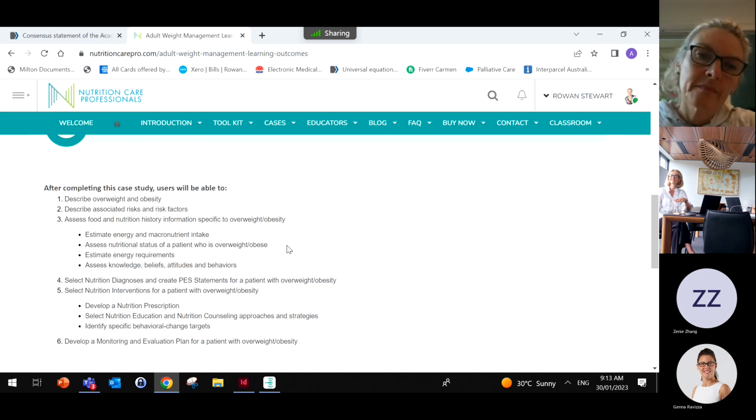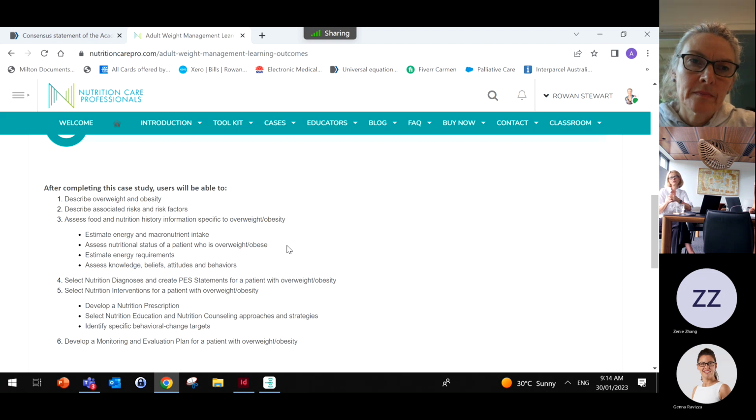Once you have those in place and you've memorized much of that, you're in a really good spot to begin practicing. You'll be asked to assess energy and macronutrient intake, the nutrition status of the patient, estimate the energy requirements. In other cases, of course, you're asked to estimate the protein requirements, the sodium requirements, the potassium requirements, etc. We are just looking at energy in this case, and then you're assessing the knowledge, beliefs, and attitudes of the patient.